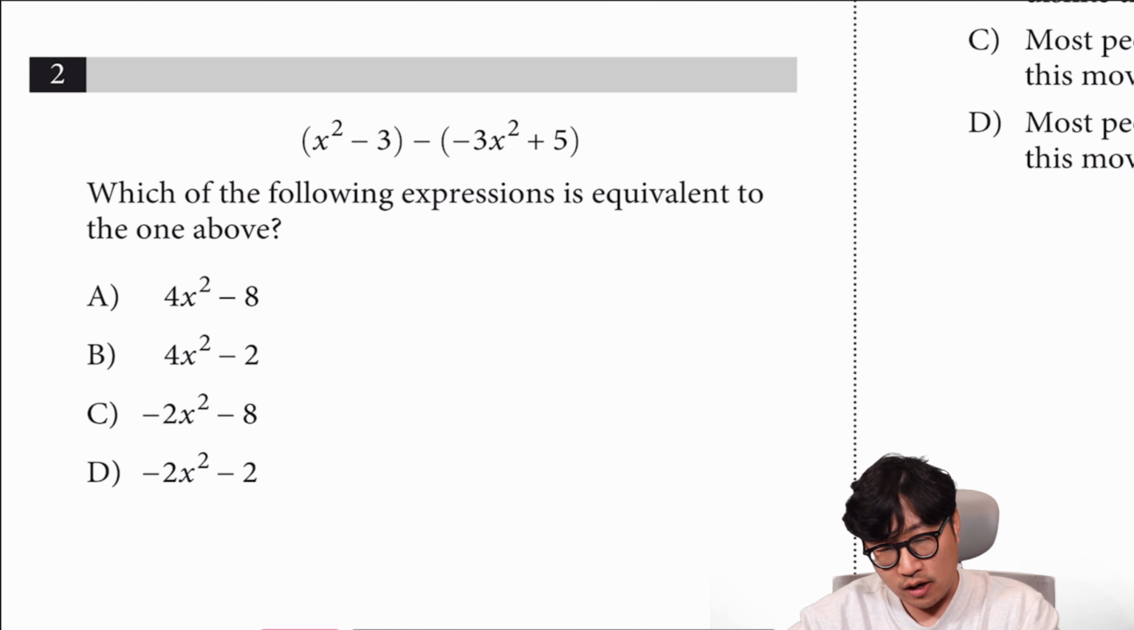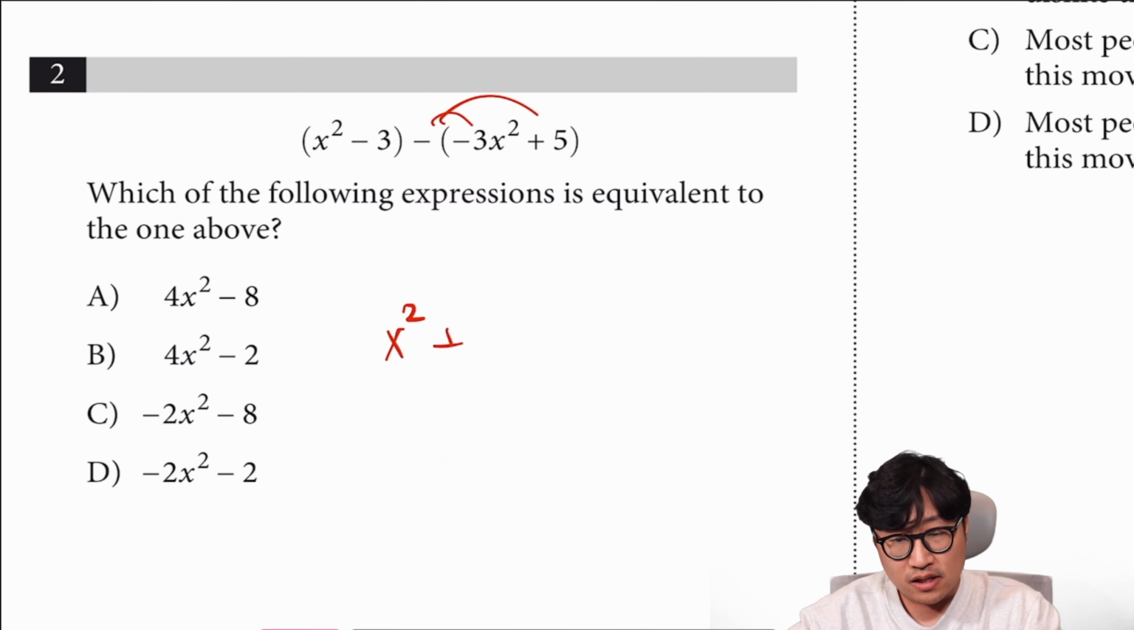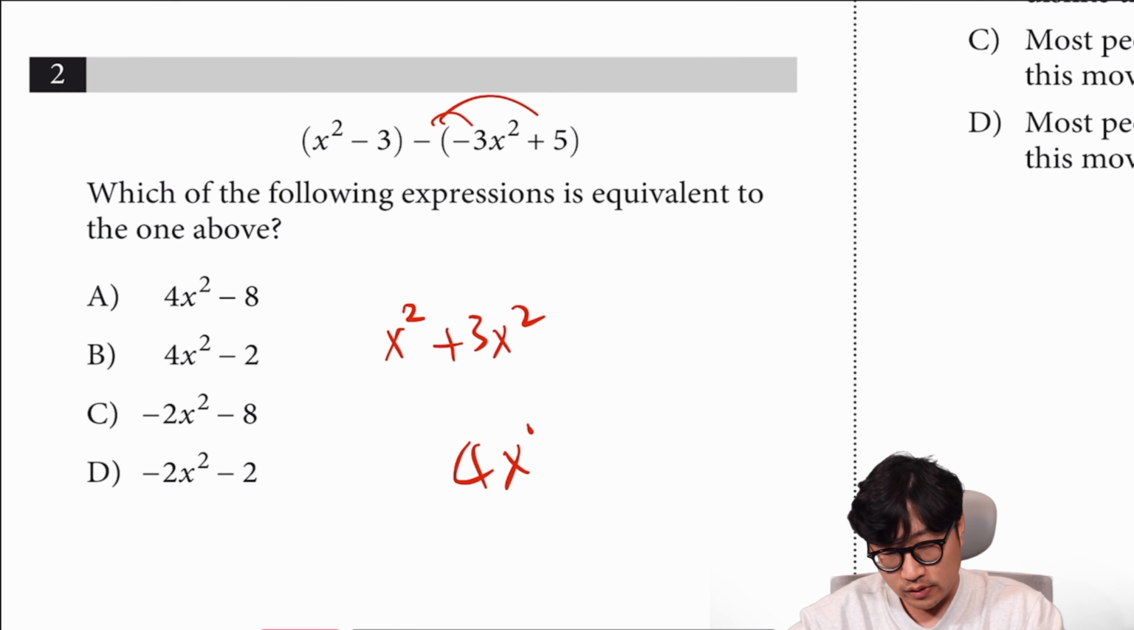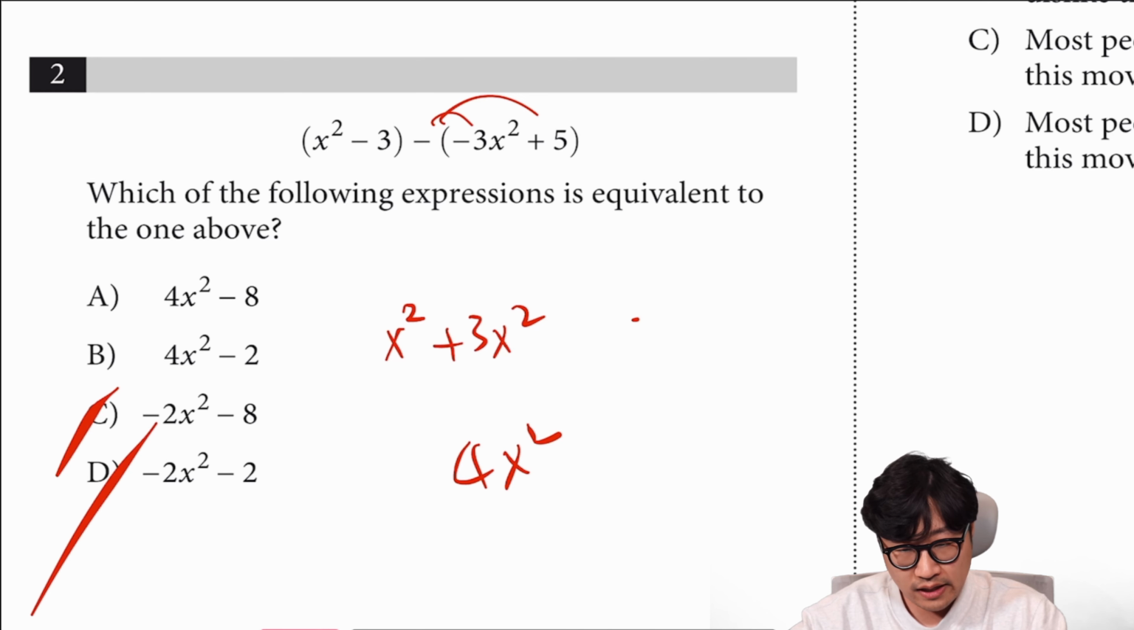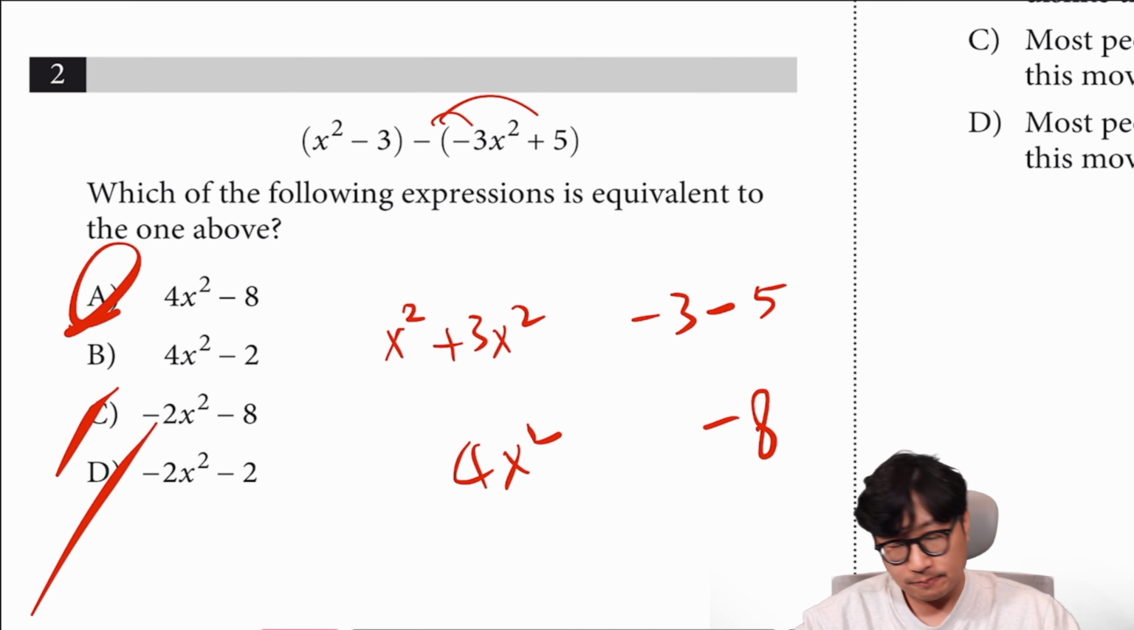Just do the operations. So that'll be x squared plus 3x squared. So that should be 4x squared. So get rid of C and D. And then negative 3 minus 5. So that should be negative 8. So it's got to be A.